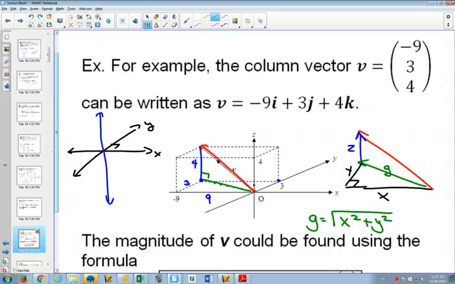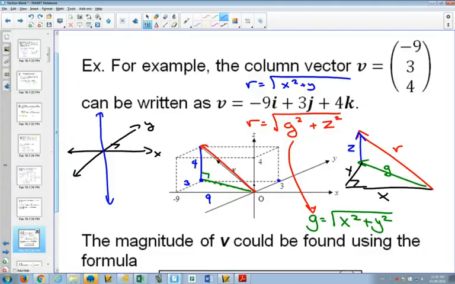Can you see that? And can you see that your red line, which I'm going to call R, is just going to be the square root of g squared plus z squared? Does that make sense? Now, if g is equal to the square root of x squared plus y squared, and I square it, then your g squared is just going to become x squared plus y squared. And then you still have plus z squared.